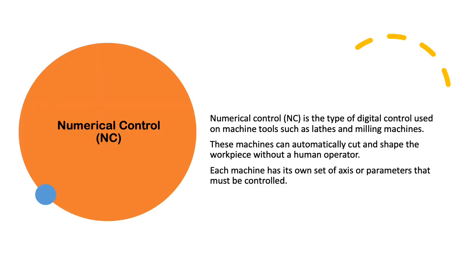Numerical control, NC, is the type of digital control used on machine tools such as lathes and milling machines. These machines can automatically cut and shape the workpiece without a human operator. Each machine has its own set of axes or parameters that must be controlled.